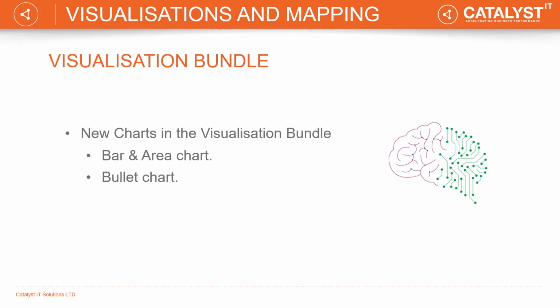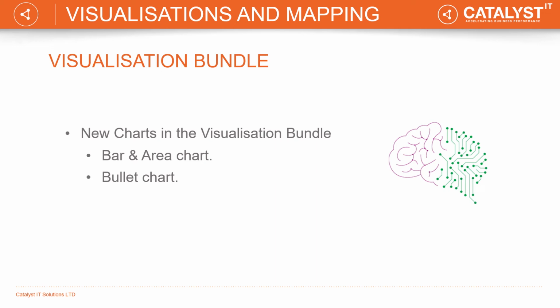So in visualizations and mapping, Qlik have introduced a bar and area chart, a bullet chart in the visualization bundle, and some new capabilities to set default maps, backgrounds, and improve customizations in the mapping area of Qlik Sense. The bar and area chart can be used to create simple stacked bar charts. You can also enhance the charts with transitions and connectors, and use the 100% bar chart options to make all stacked bar charts the same height.